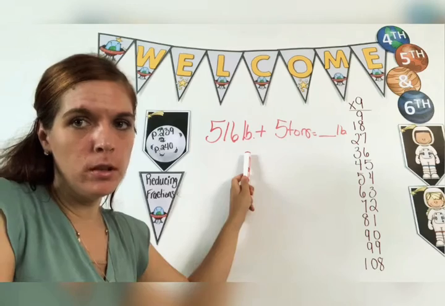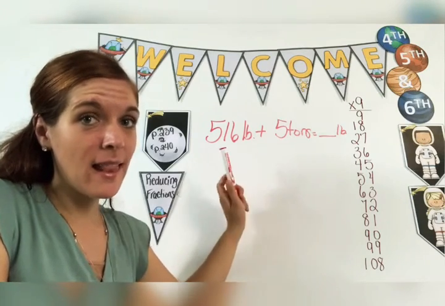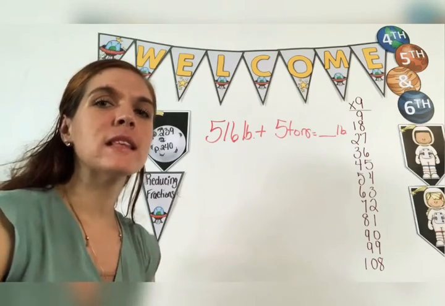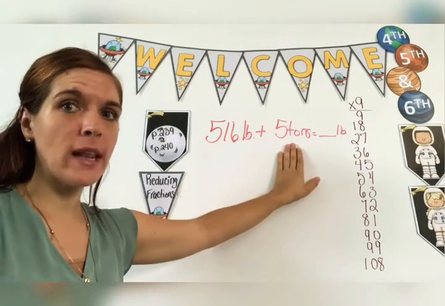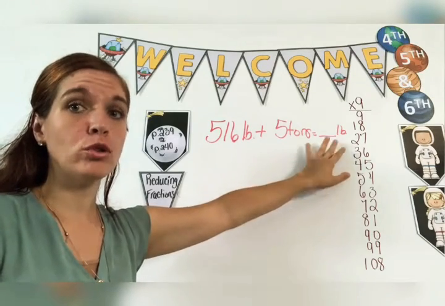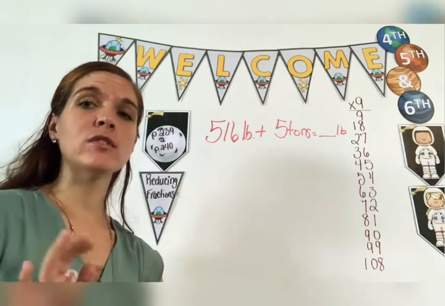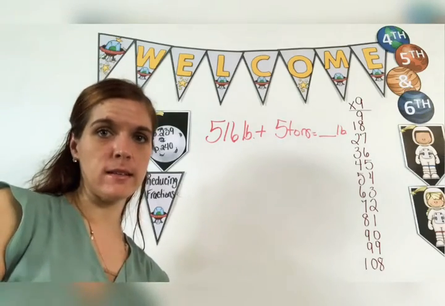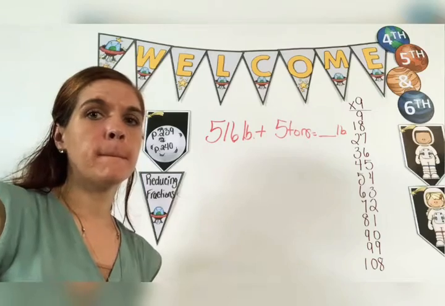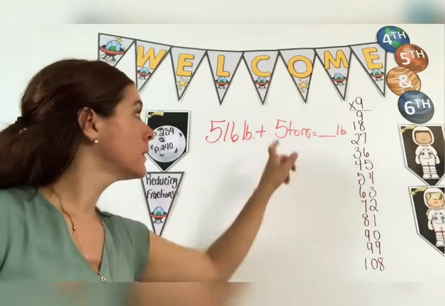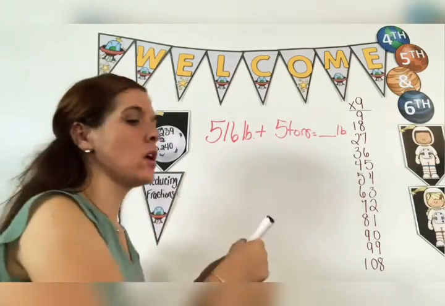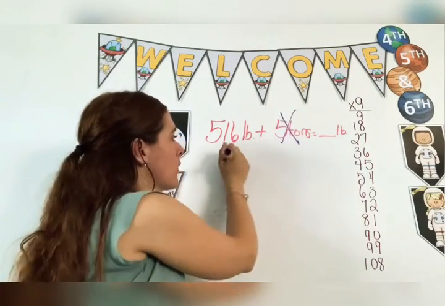516 LB. What are LB? Libras in English, pounds. 516 pounds plus 5 tons, toneladas, is equal to how many libras, pounds? So you want all of your answers to be in libras, which means you have to change one of these. Which one are you going to change, you guys? Vamos a cambiar tons. We don't want that tons anymore. You're going to cross it out. Let's get a different marker so you can see. Cross it out. Boom.